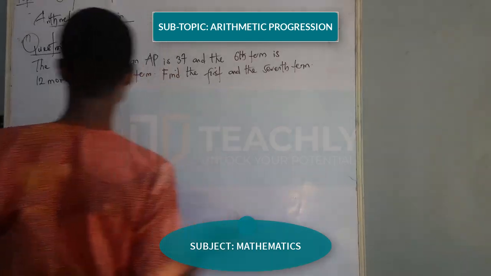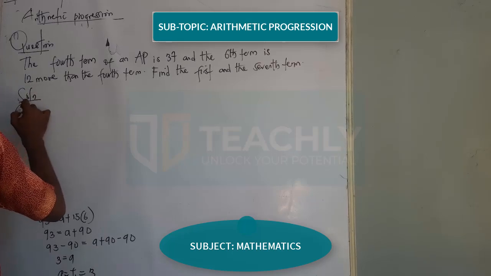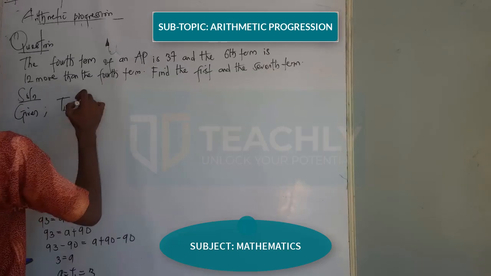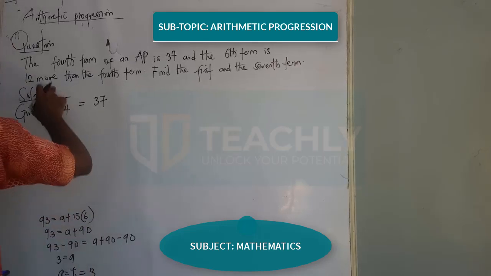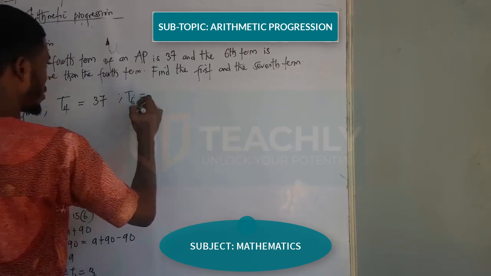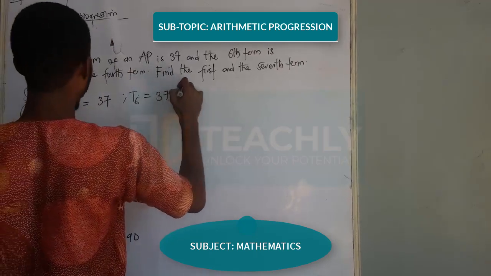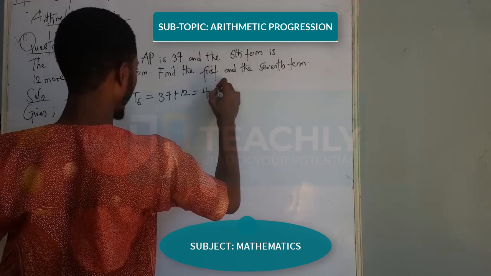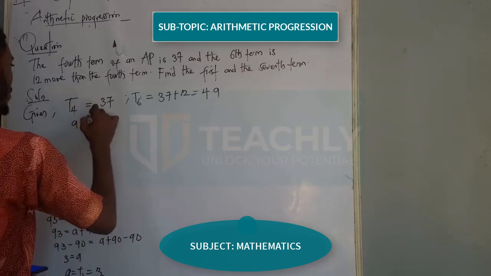So, what do we do? Write your data. Given, or solution. What were we given? The fourth term, T4, is 37. We were now told that the sixth term is 12 more. So T6 is 12 more than the fourth term, that's 37 plus 12. Very simple, and that's going to be 49.